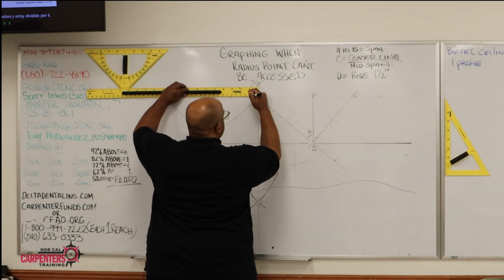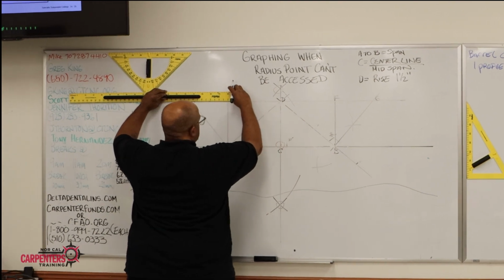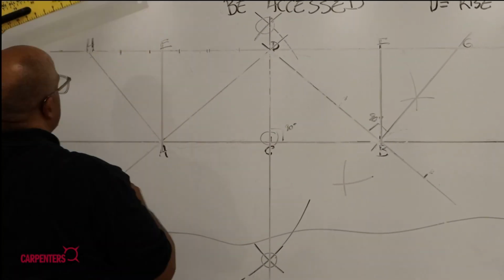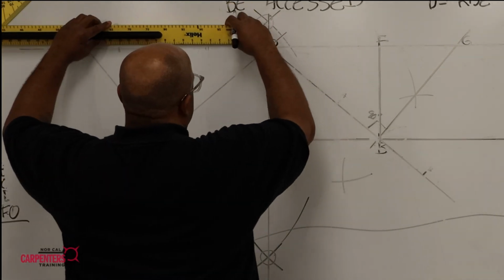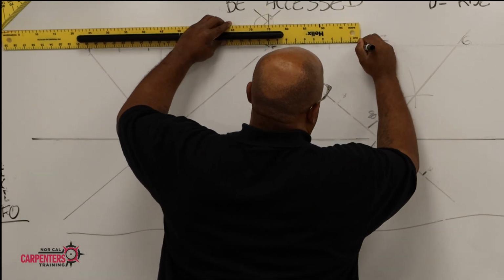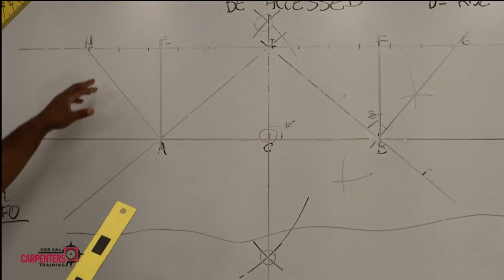Now, when I divide it, my number did not divide evenly. This is very common, okay? It all depends on the actual dimensions that you're using, okay? If that is the case, you always want to start from the center and work your way out, okay? Start from the center and work your way out.